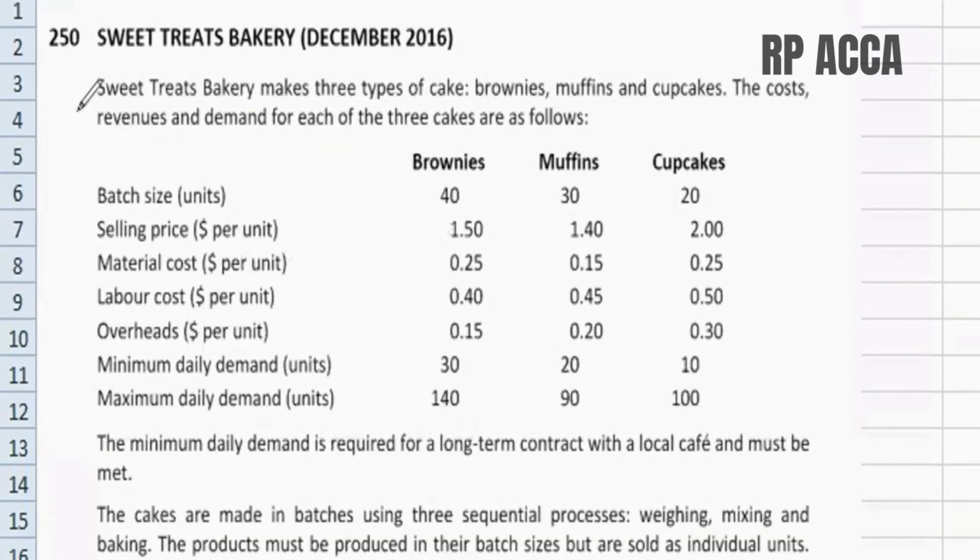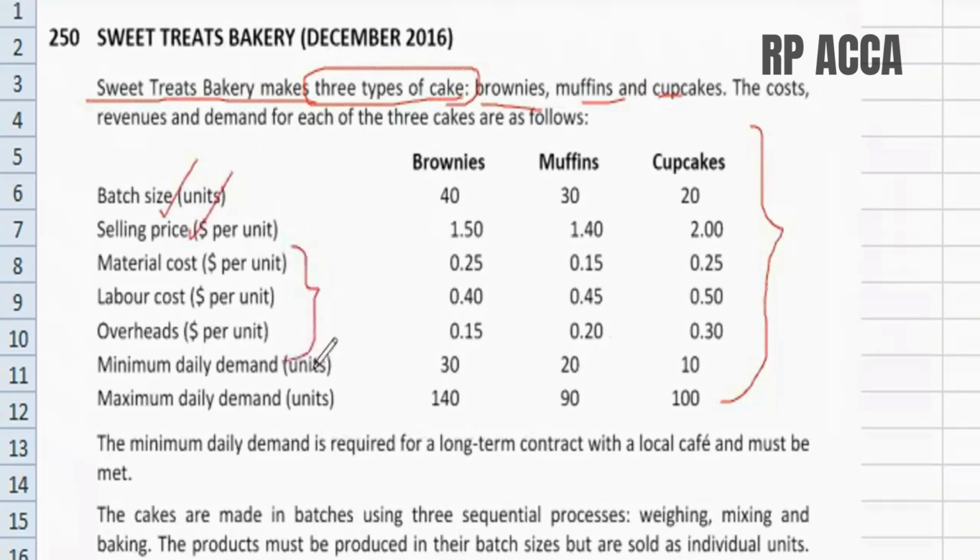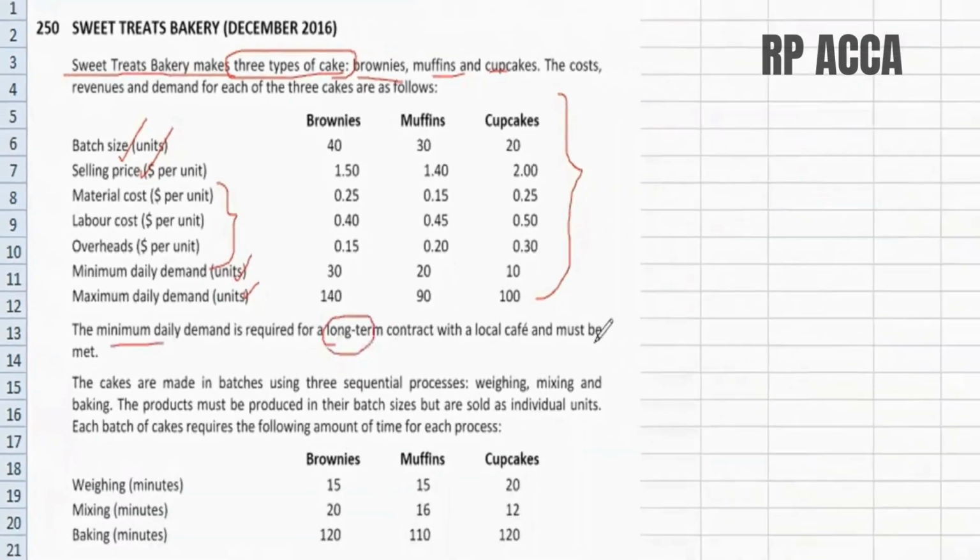Sweet Treats Bakery is basically making 3 types of cakes: brownies, muffins, and cupcakes. And a set of numerical data is given, which includes batch sizes, selling prices, different variable costs, minimum and maximum demands for all the 3 products. And they have clearly stated that the minimum demand is for a contract, which must be met.